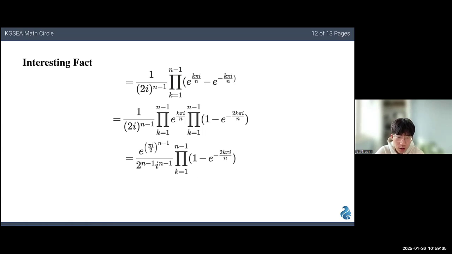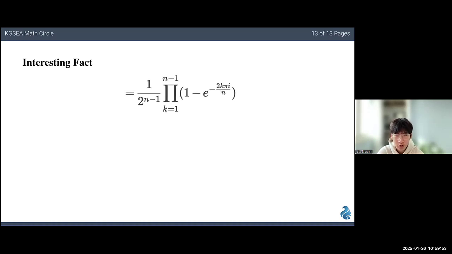And here, we just use the fact that e to the pi i over 2 is simply equal to i. So in fact, we have an i to the n minus 1 power in the numerator and the denominator. And of course, since they're non-zero, they can cancel out. So we get that it's equivalent to this following product right over here.